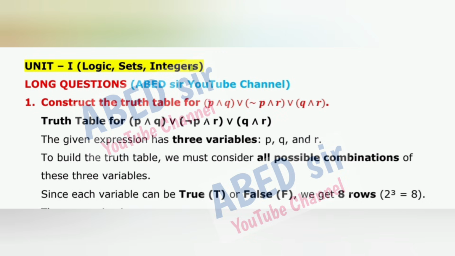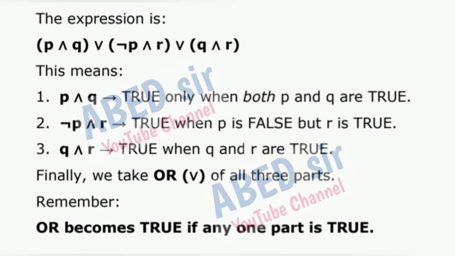The given expression has three variables, P, Q, and R. To build the truth table, we must consider all possible combinations of these three variables. Since each variable can be true, T, or false, F, we get 2 superscript 3, which is equal to 8 rows. The expression is (P∧Q) ∨ (¬P∧R) ∨ (Q∧R).